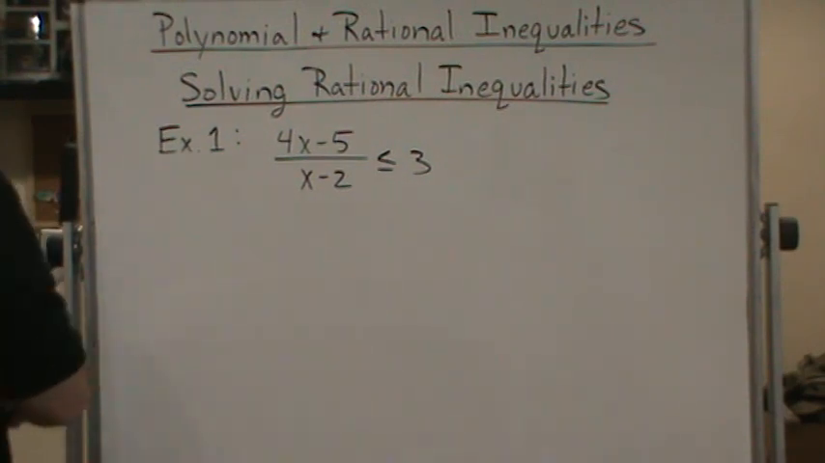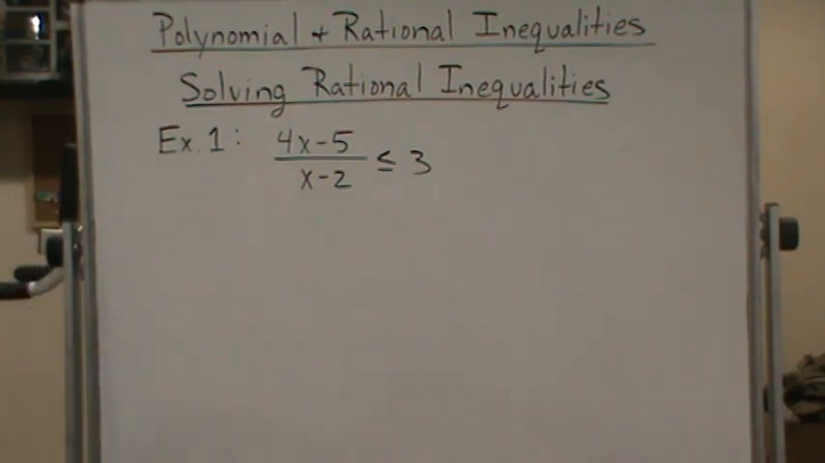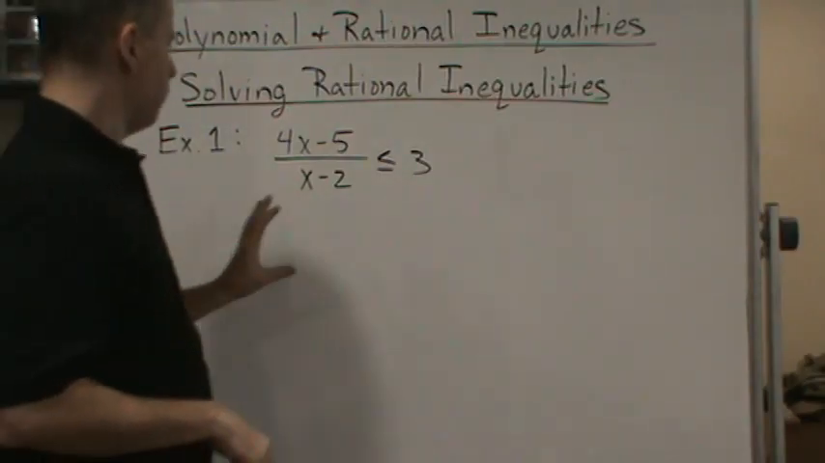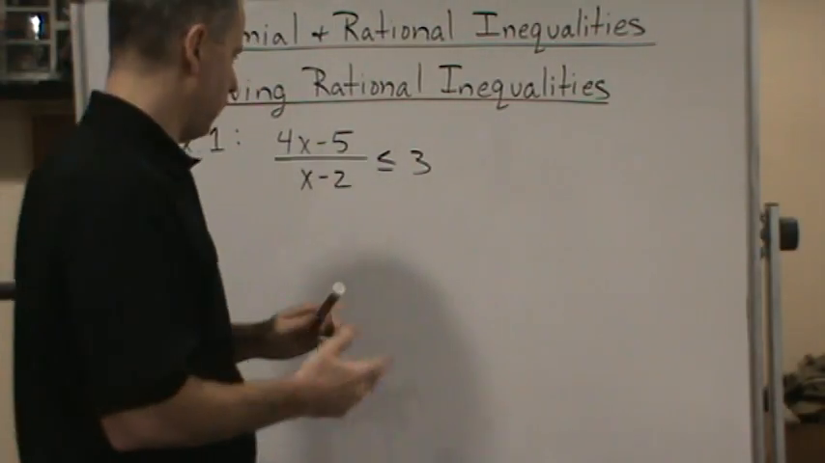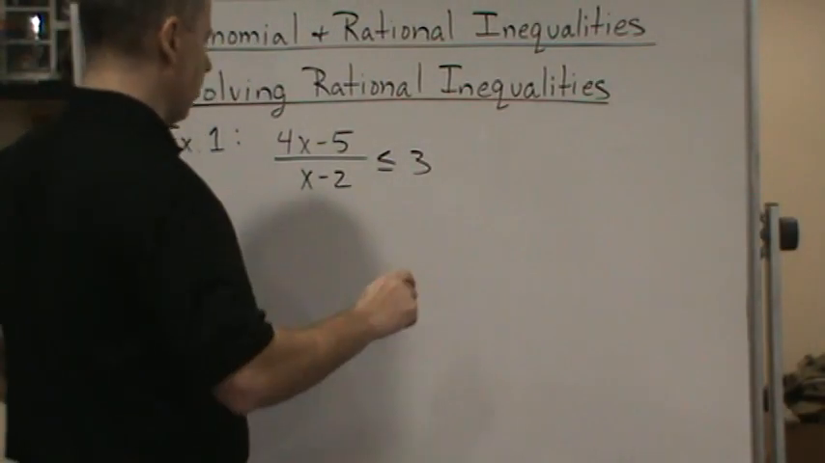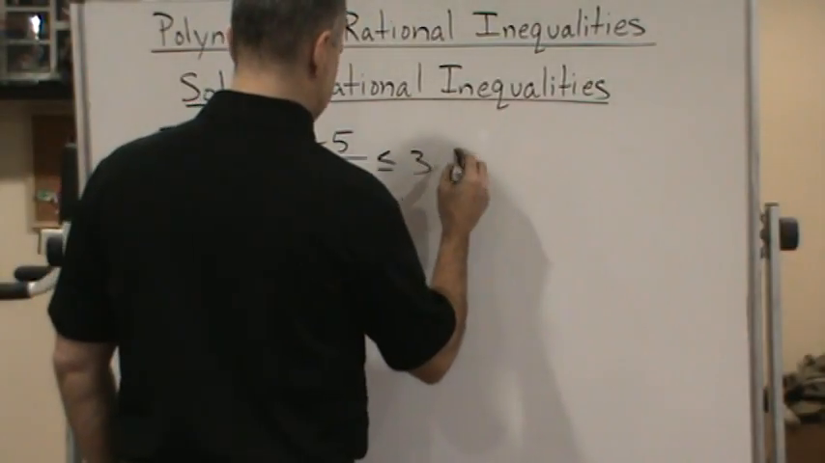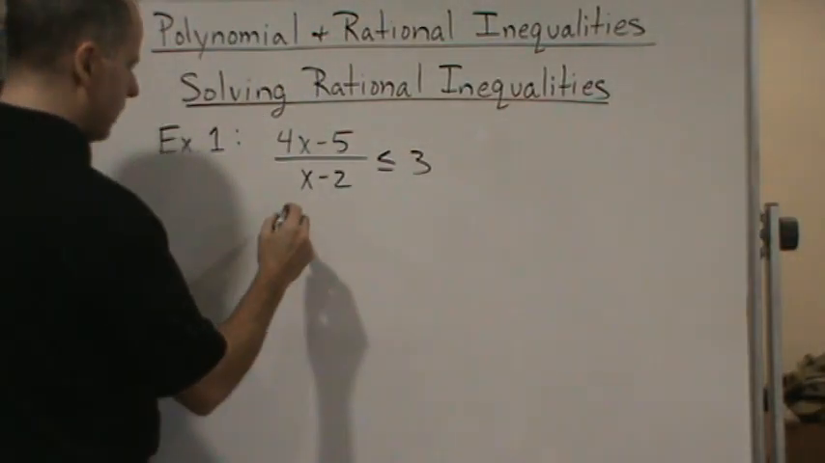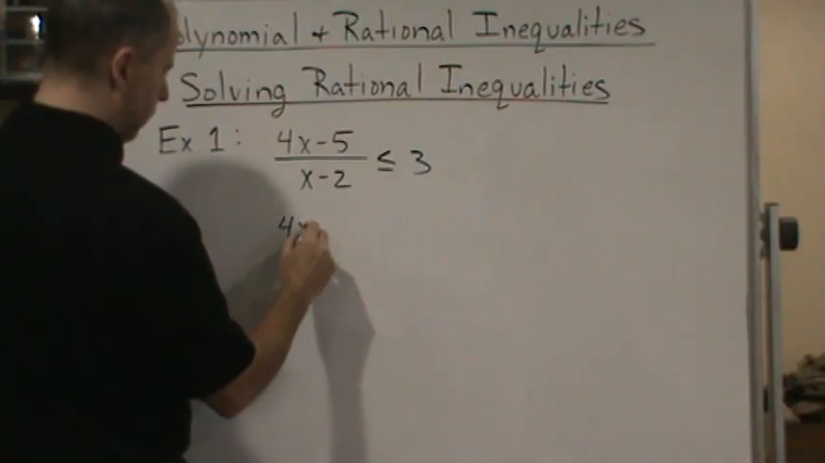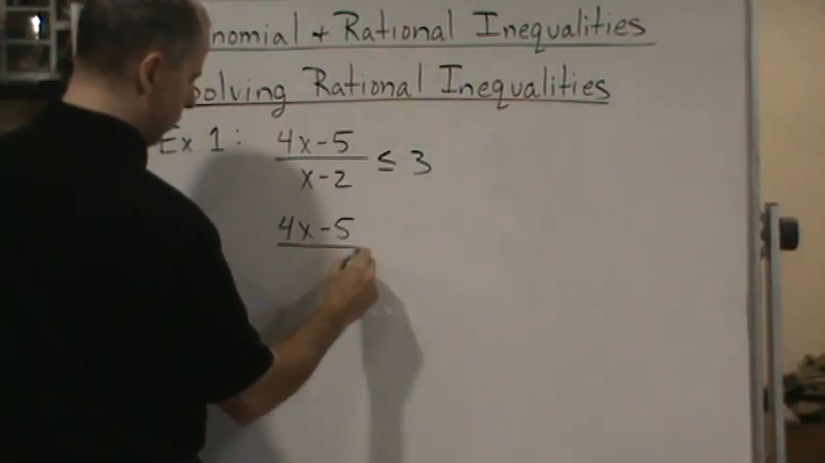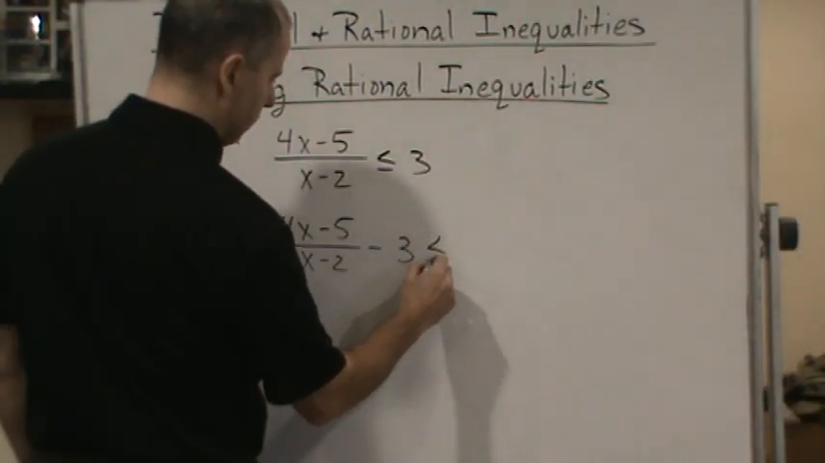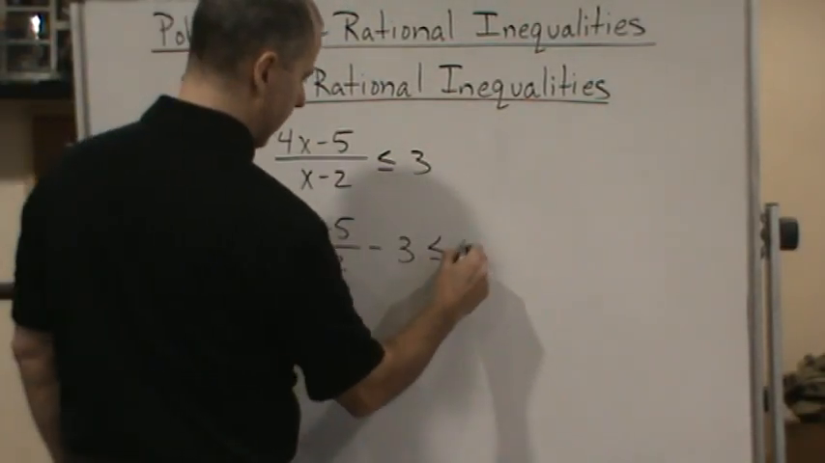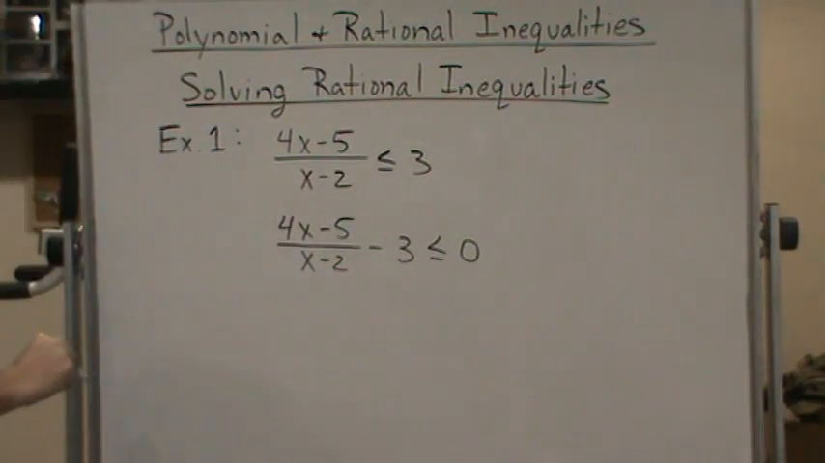Let's do an example here of solving a rational inequality. So here we have this inequality. The first thing we want to do is bring everything over to the left, over one side of the inequality. That's going to give us 4x minus 5 over x minus 2 minus 3, because I'm going to subtract 3 from both sides, and I get this.